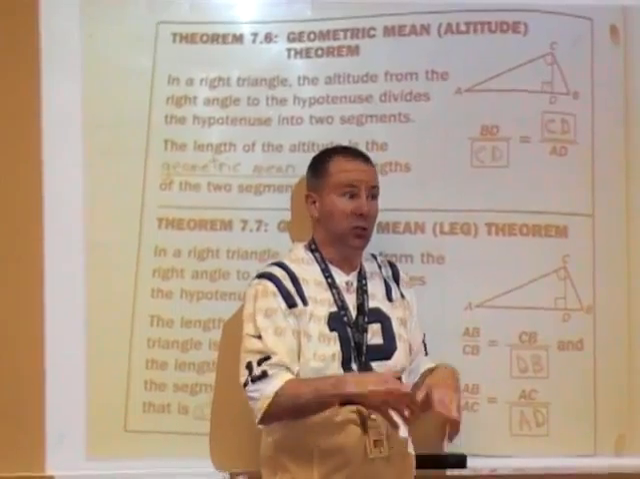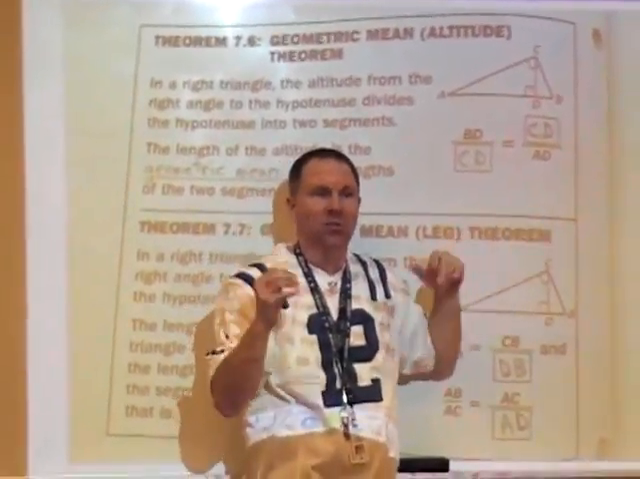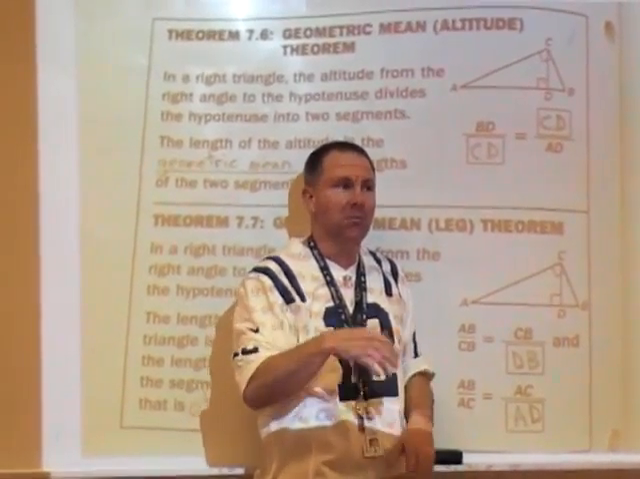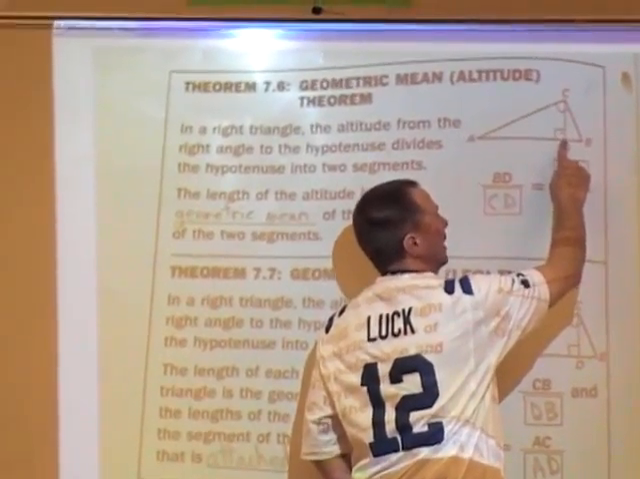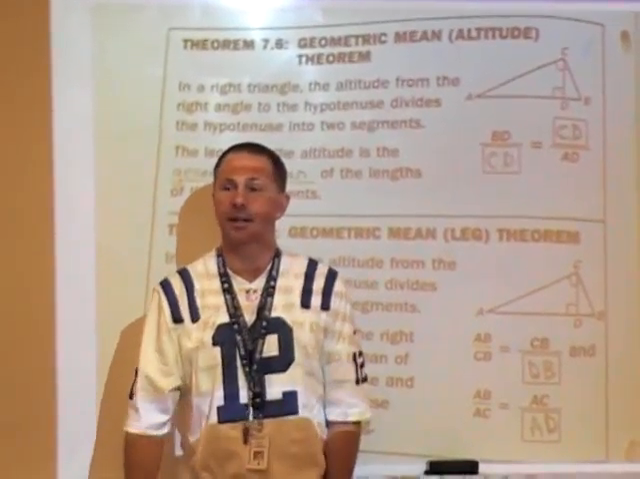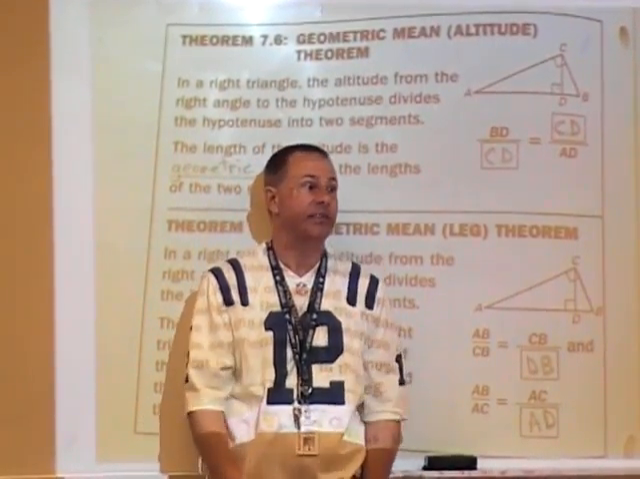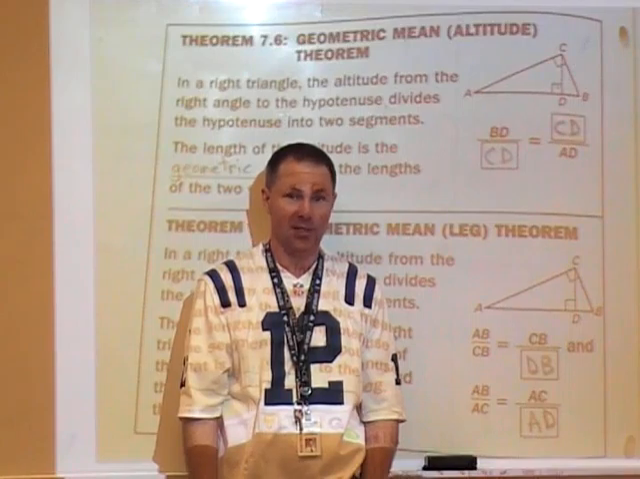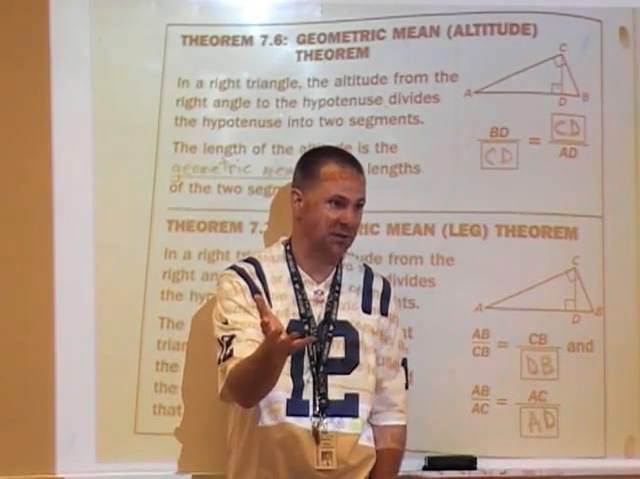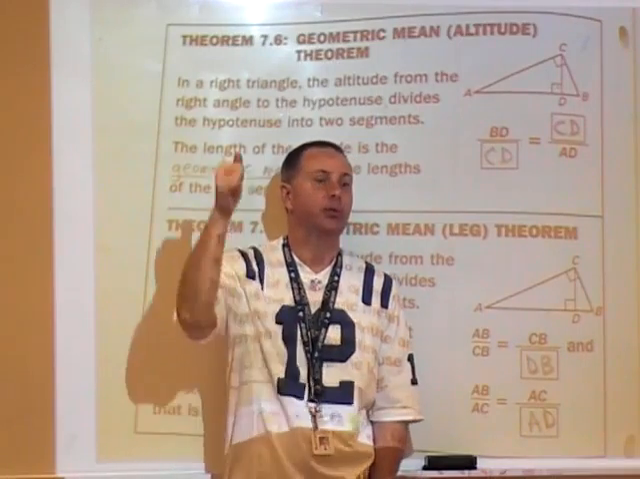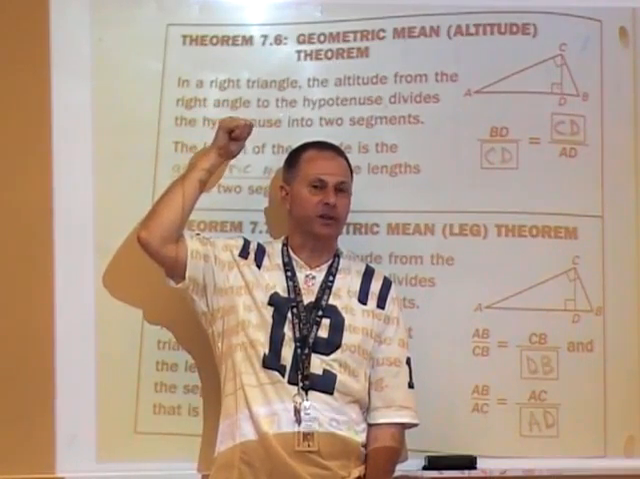That's the geometric mean. You could just separate them and do the proportion if you wanted. But the point is, if you take the altitude, all you have to do is multiply those two distances together and take the square root, and that is the altitude's length. Got it? Or you just separate and do the proportion. But you need to know what the theorem is.